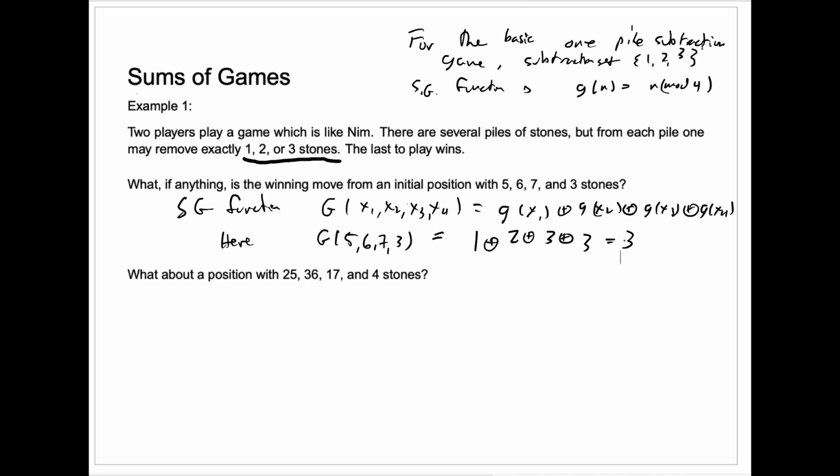So what constitutes a winning move? A winning move is one where we get the nim sum back down to 0. You can see here the nim sum of 1, 2, and 3 is 0. You might recognize that as a winning position in nim. If you just take all 3 of the stones from the 3rd pile, that's a winning move.